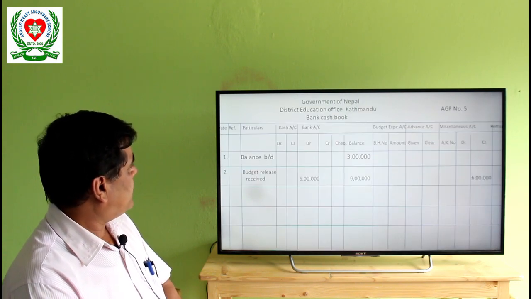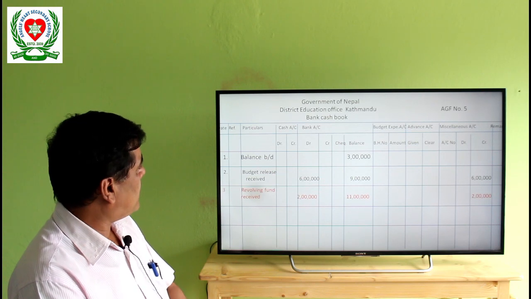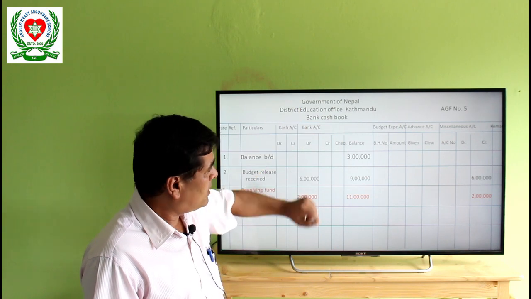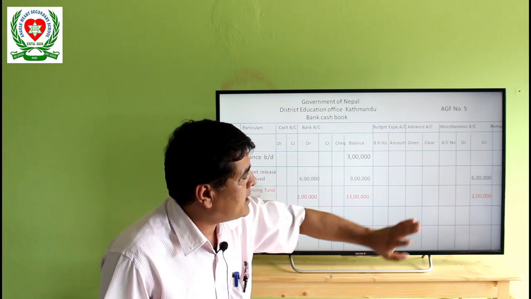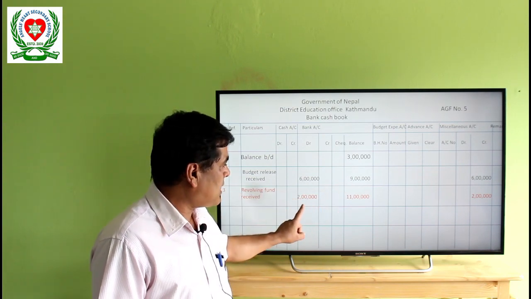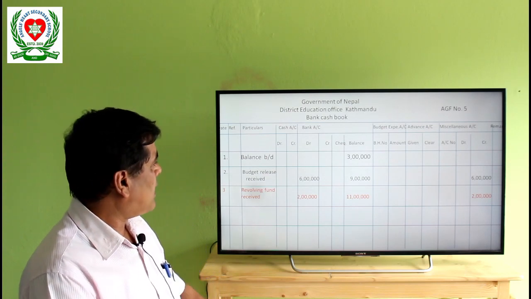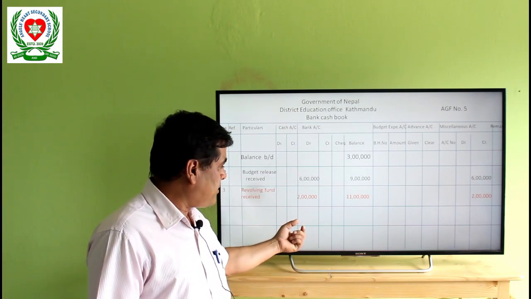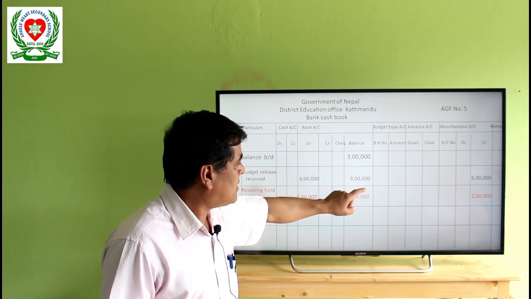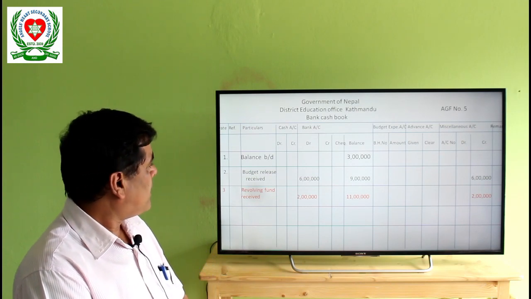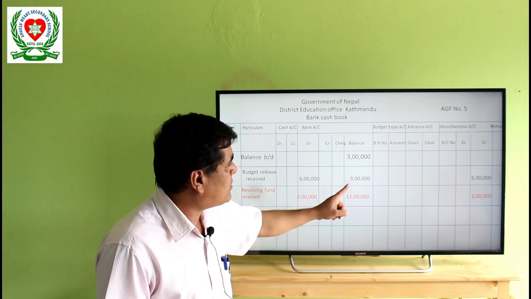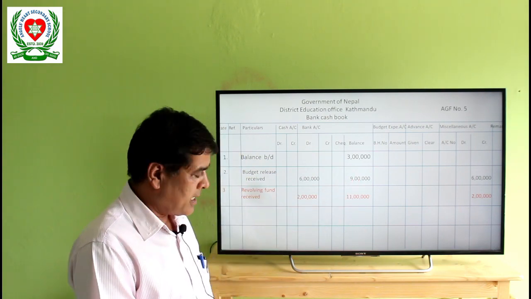In the same way as budget release, revolving fund received 2 lakh is written in the debit column of the bank account, and in the credit column of the miscellaneous account 2 lakh. Now the balance is 9 lakh plus 2 lakh, 11 lakh. While NR Bank is debited, this amount is to be added to the balance and the total will be found. If there is an amount on the credit side, we have to subtract it from that balance and write it down.